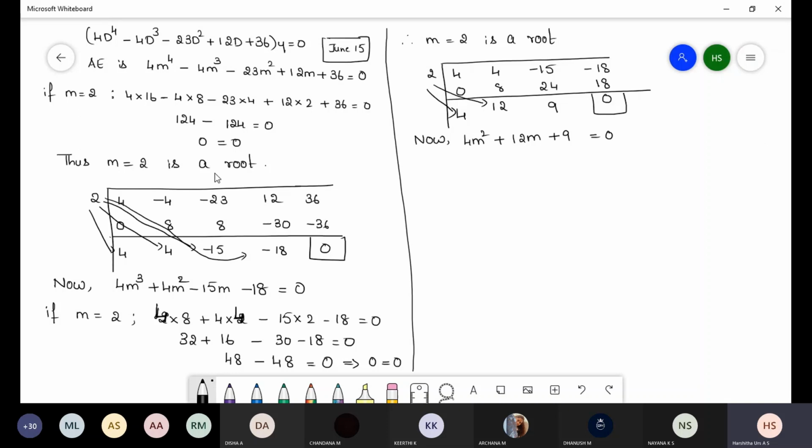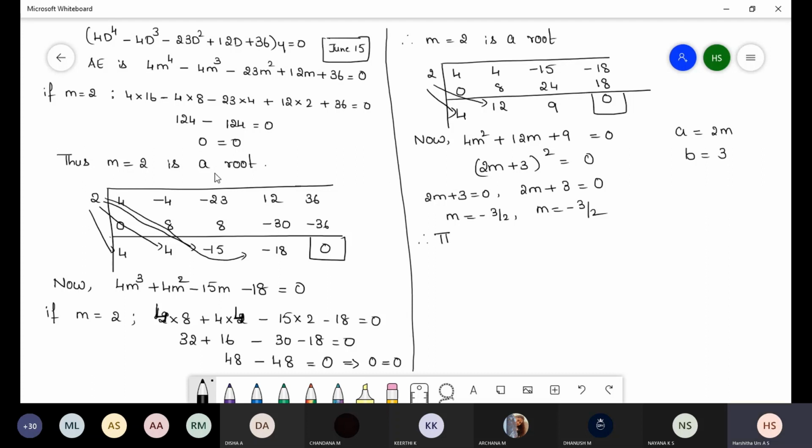It is also in the form a plus b whole square. Your a value is 2m, b value is 3. So here we can write 2m plus 3 whole square is equal to 0. So 2m plus 3 is equal to 0. M is equal to minus 3 by 2. Here also m is equal to minus 3 by 2.